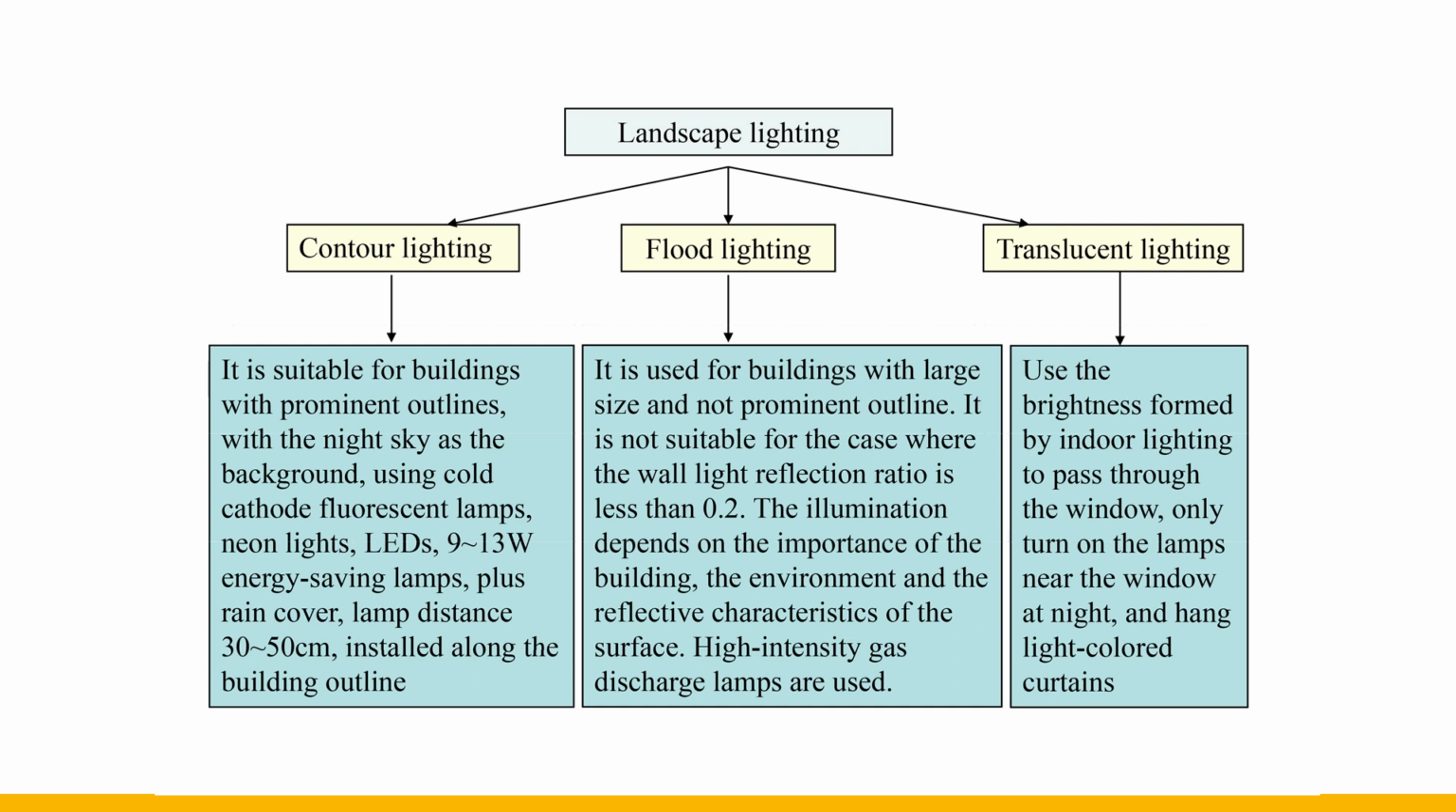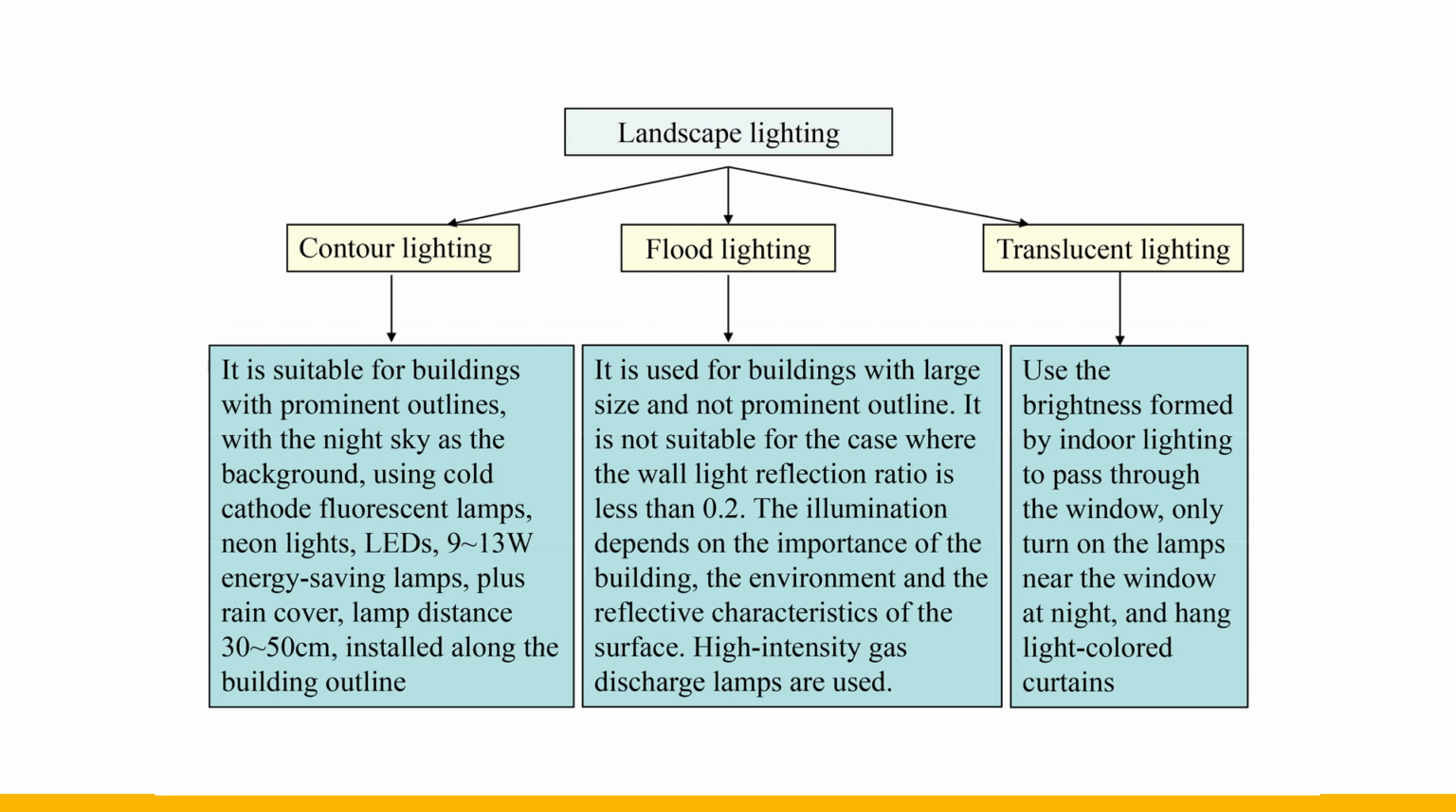There are three types of building facade lighting: contour lighting, flood lighting, and translucent lighting, which can be used individually or in combination. Contour lighting is a lighting method that directly outlines the outline of a building or structure by using the dark night sky as the background.